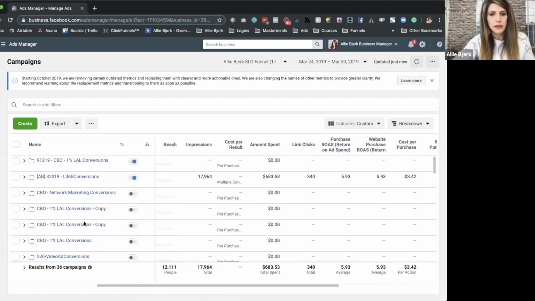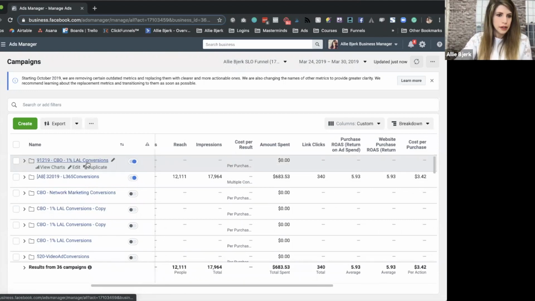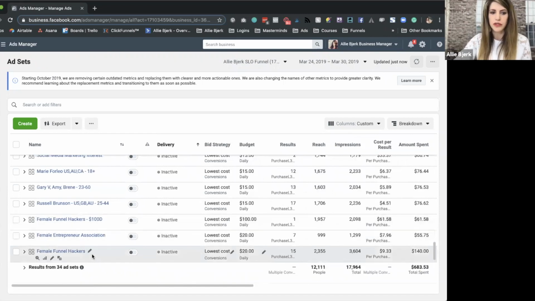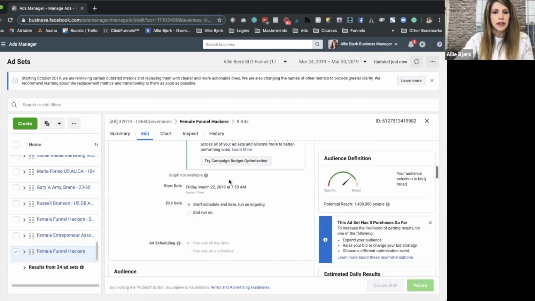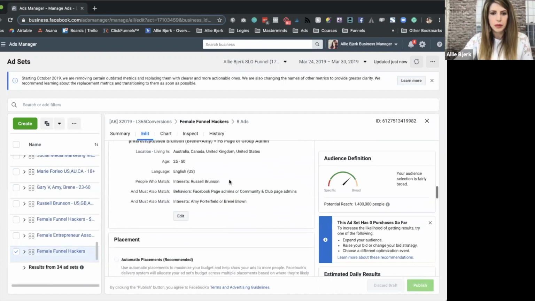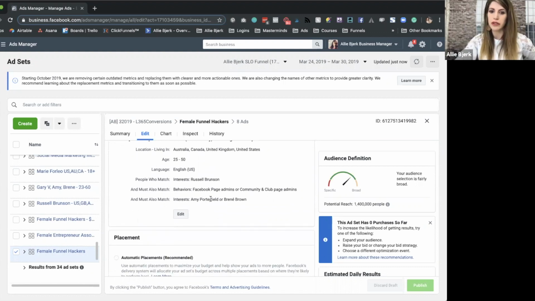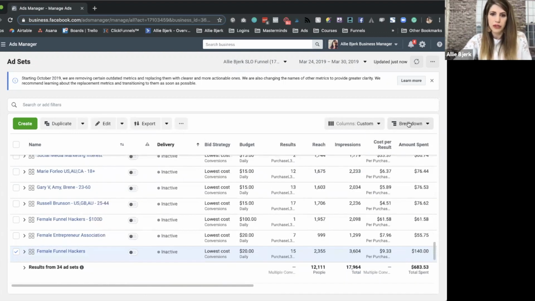So if I click into, I think it was in this campaign, the very first ad set that I ran was female funnel hackers. So if I click into here, I'll show you who that was. It was people who liked Russell Brunson, women between 25 and 50, from Australia, Canada, United Kingdom, United States, those English-speaking countries. And they also liked Amy Porterfield and Brene Brown, because I feel like those are kind of my people.